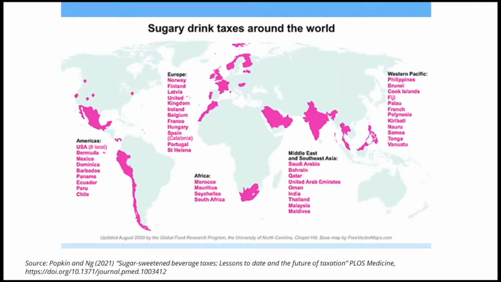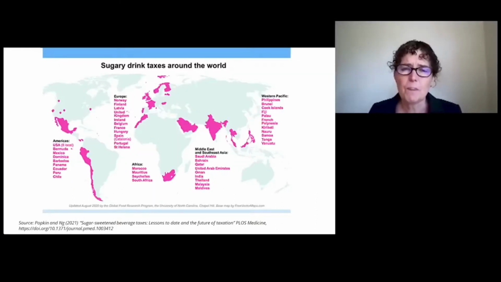So soda taxes have been implemented in over 50 jurisdictions, being one of the most popular policies to be implemented to date. One of the reasons that soda taxes have been so popular is because of the statistics we talked about earlier, of the very high excess levels of sugar consumption. Soda's also been a target because soda has very few redeeming nutritional characteristics.